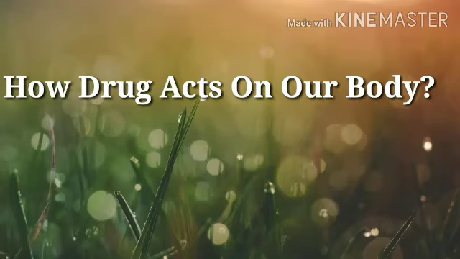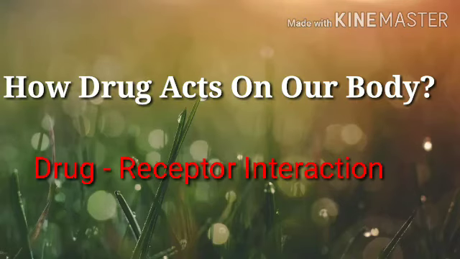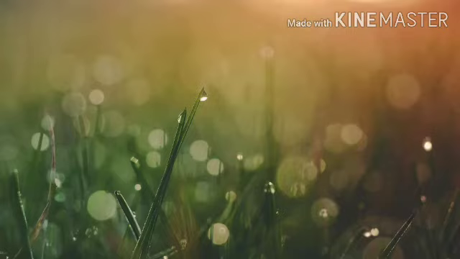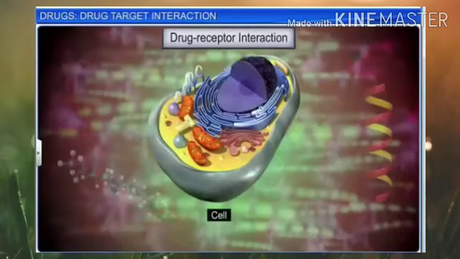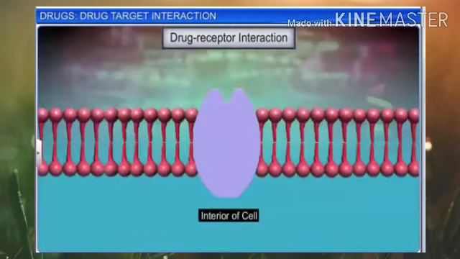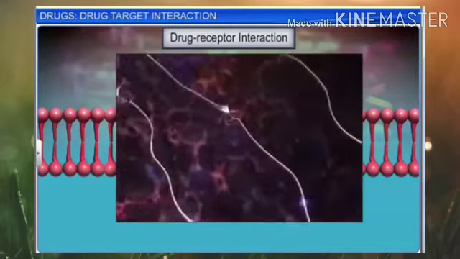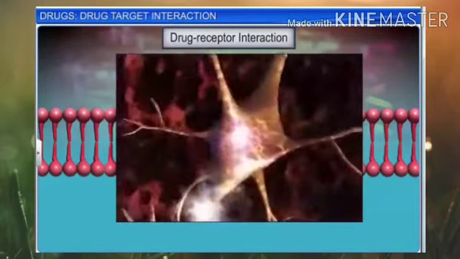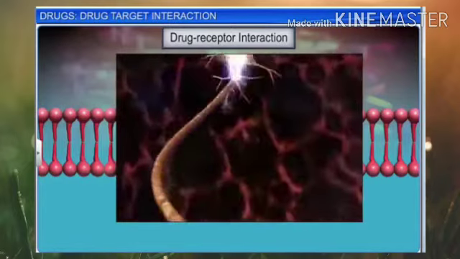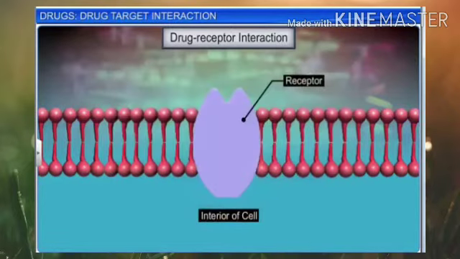Do you want to know how a drug acts on our body? That is drug-receptor interaction. Let us see. The tissue constituent with which a drug is supposed to combine to produce a pharmacological effect is called a receptor. Receptors are important to the body's communication process. Most of them are embedded in cell membranes.